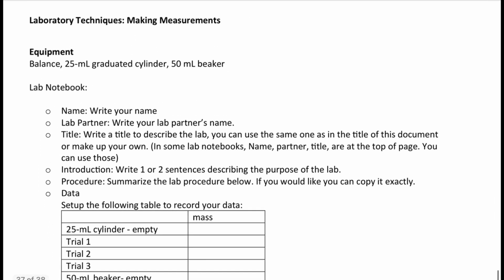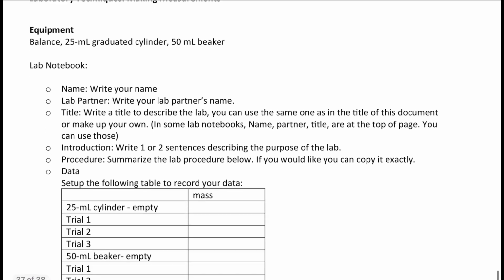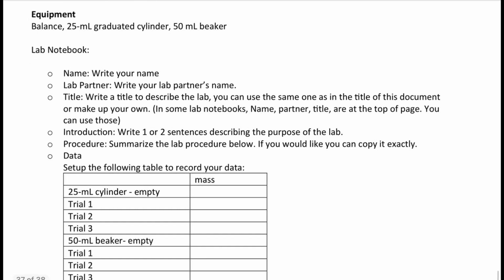So now let's talk about the actual lab. This lab in particular is going to be similar to the other labs that you do as far as formatting the document that you're going to turn in as your lab report. So in your lab notebook, you're going to write this information. You're going to write your name. You're going to write your lab partner's name. So some labs, you'll have one lab partner. In other labs, there'll be a total of 4 people. So you have 3 lab partners.